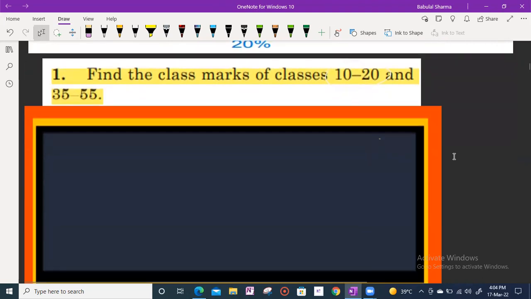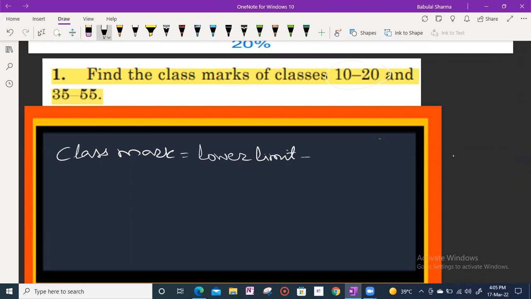So the first question on your screen is, find the class mark of the classes 10 to 20 and 35 to 55. We know that class mark is said to be the mid value of the class, and the formula for the mid value of the class is (lower limit plus upper limit) of the class divided by 2.